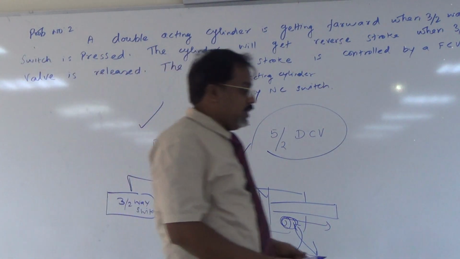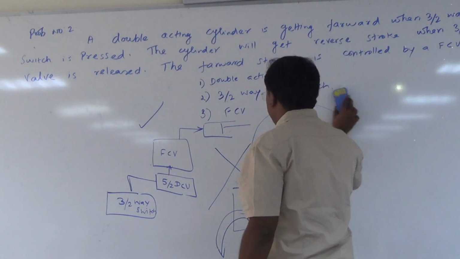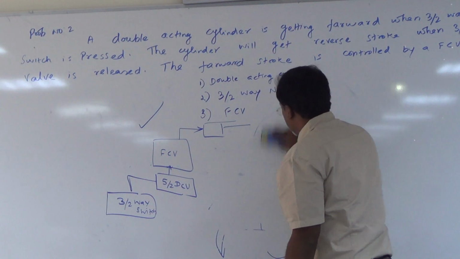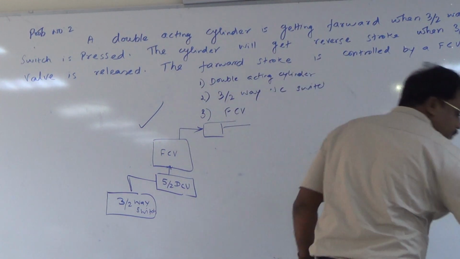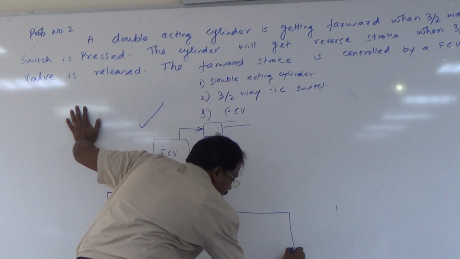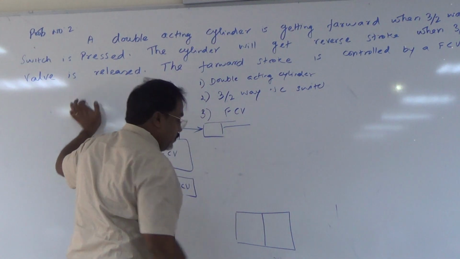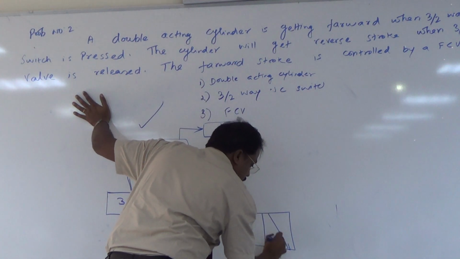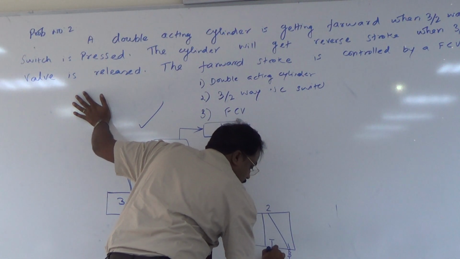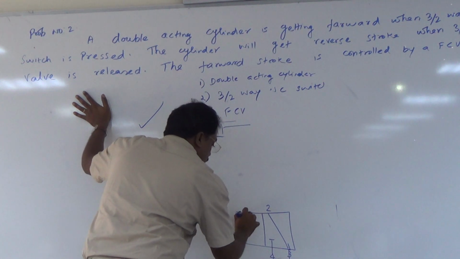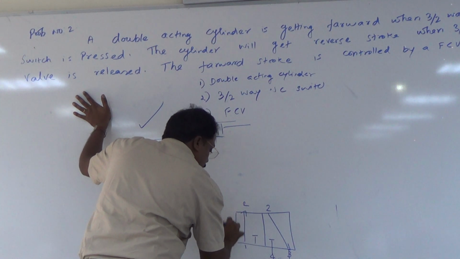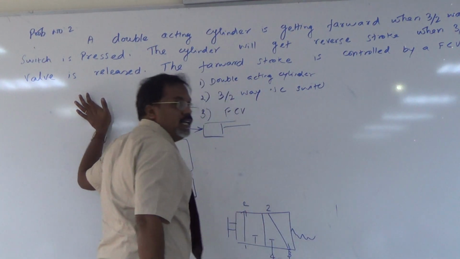So I am going to fill in the symbols. The first one is the 3/2 base switch. See, the symbol for the 3/2 base switch: this is 2 position, there are 3 ports. This is 2, this is 3. This is the exhaust port, this is the inlet port, and this one is the normally open position, 1 to 2. There is a push button, and this one is the spring release.